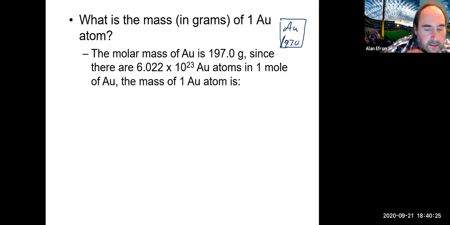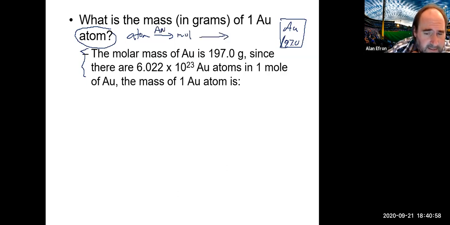Okay, let's take a look and see how we're doing. So in this case, what is the mass in grams of one gold atom? The key word here is atom. So we do know that we need to use Avogadro's number in this case, because we're given atoms. So the idea here is we have atoms, and we eventually want to get to grams. We could use Avogadro's number to get us to moles, and then we could use the molar mass from the periodic table to get us from moles to grams.